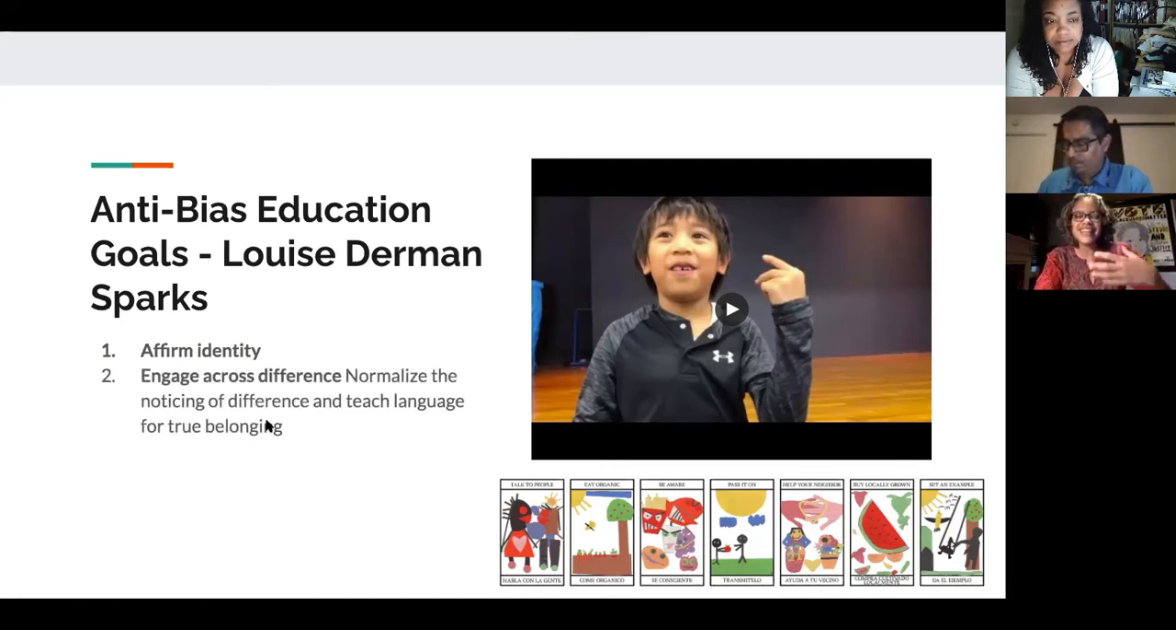So once identity is affirmed, then engaging across difference is that second piece. And this is where that buddy relationship was just the most beautiful part of my teaching.